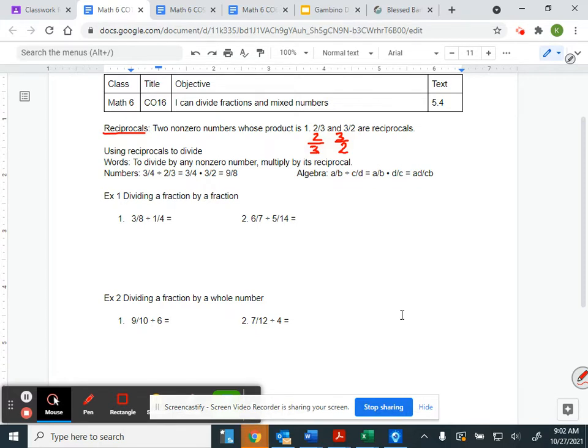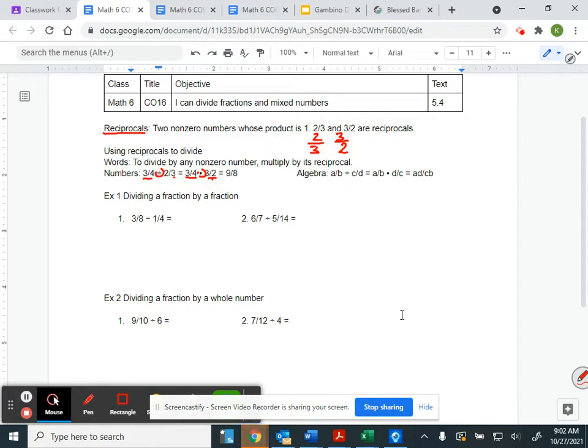Using reciprocals to divide: to divide by any non-zero number, multiply by its reciprocal. So you flip the division symbol to multiplying, and you flip the second fraction only to its reciprocal. So if we had 3/4 divided by 2/3, we keep that 3/4, but we flip 2/3 to become 3/2, and we flip that dividing to multiplying. And then we do our multiplying fractions that we just worked on yesterday.